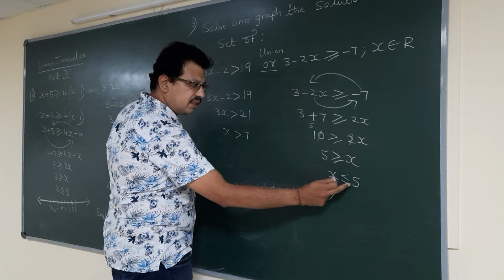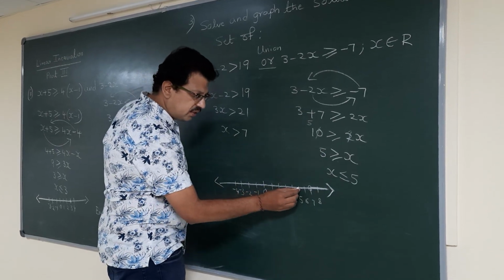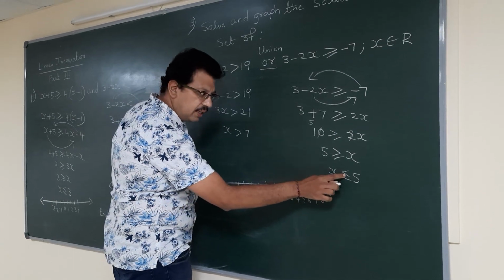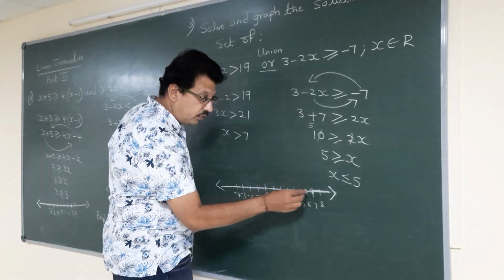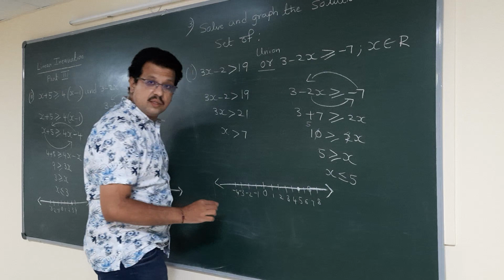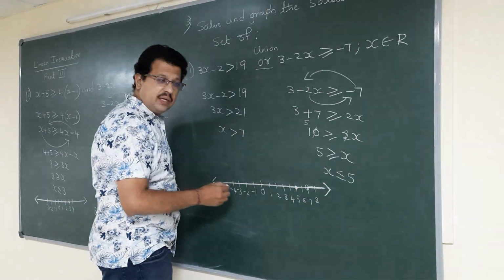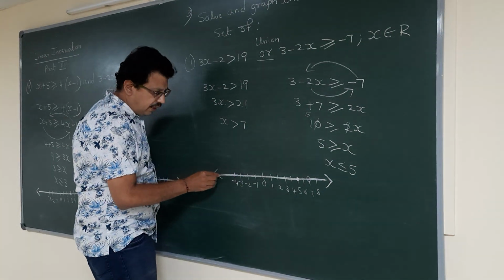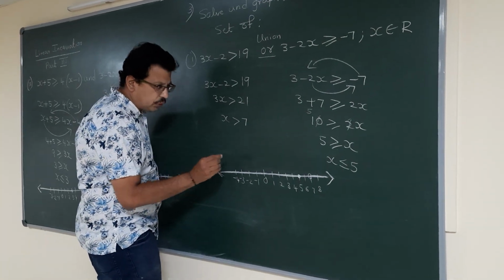So x is less than or equal to 5. Less than or equal to 5 means you have to make it as darken. Why? Because it's less than or equal, equal is there. So we should make this darken circle, and it should come left side, because less, no. So it has to come to the left side. And please darken the arrow mark also.